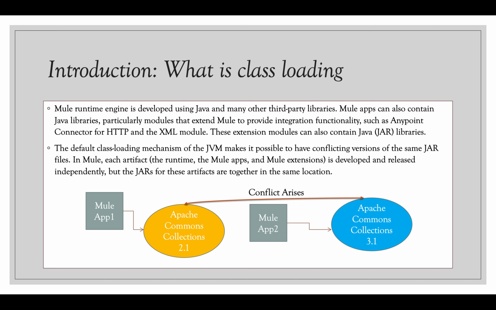So the default class loading mechanism of the JVM makes it possible to have conflicting versions of the same jar in the project structure. In Mule, each artifact, whether it is a runtime, Mule app, or Mule extension, is developed and released independently, but the jars of these artifacts are together in the same location. So the idea here is we can have the 2.1 as well as the 3.1 version of the same jar within the project structure without any conflict. The class loading mechanism within Mule 4 helps us to achieve that, and how we can do that, we will be explaining in the upcoming slides.